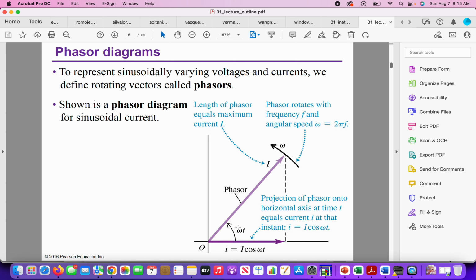Remember, we said cosine omega t, and that phasor is rotating with a frequency f and angular speed omega, that is 2 pi f. The projection at any time onto the x-axis is going to show you the instantaneous current, which is I equals I cosine omega t. This is basic trigonometry. And here, this is showing you the phasor diagram for the current.